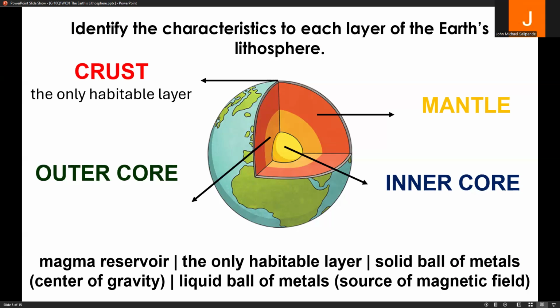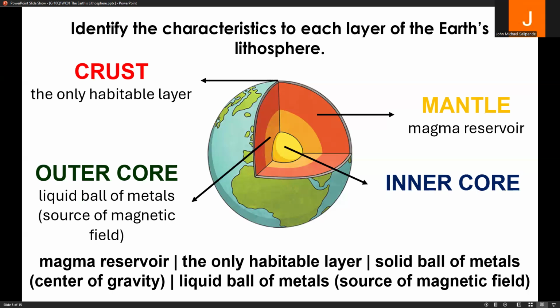Mantle, on the other hand, as you can see in the diagram, is represented by deep color orange. That's because it's the magma reservoir. And now you're left with outer core and inner core. Both are considered balls of metals, but only one of them is liquid and the other one is solid. So the outer core is the liquid ball of metals, the source of the magnetic field. While on the other hand, the inner core is the solid ball of metals and is considered the center of gravity.